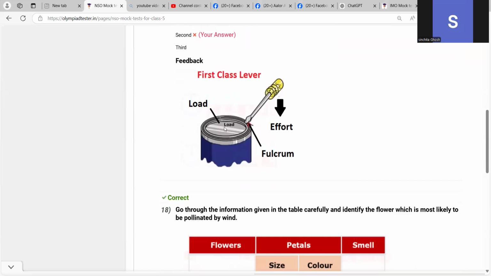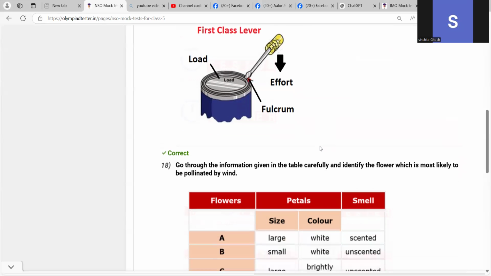See, the load is here, the fulcrum is given here, and the effort, the pressure, is given here. It will help to open the lid. So it is a first class lever. Hope it's clear to you all.